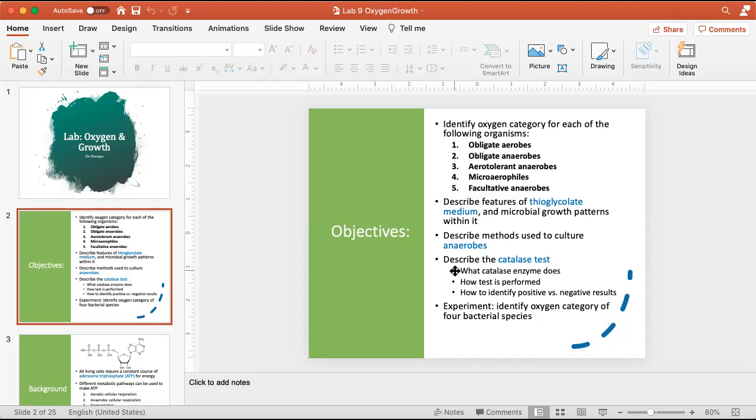So we'll talk about what catalase does. We'll talk about how we do this test. This is a very simple test. And how we identify a positive or a negative. And then finally, just like last time, we'll do a little experiment. We're going to try to figure out the oxygen category, again, from these 5, for 4 different bacterial species.